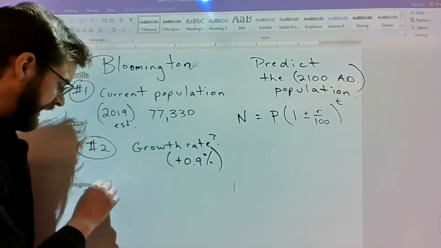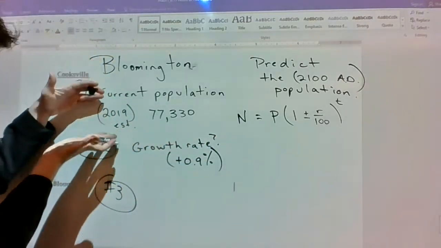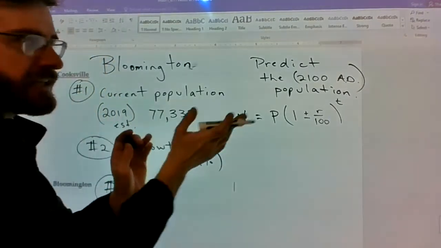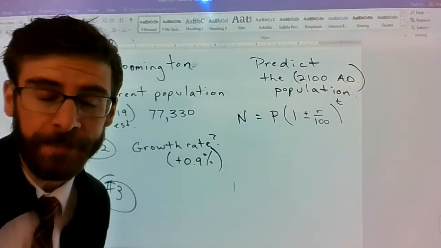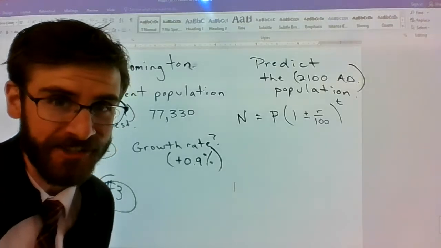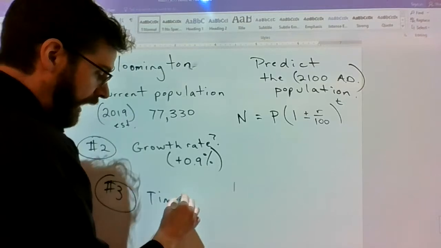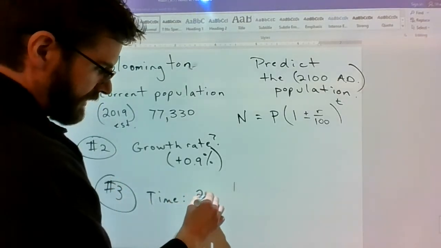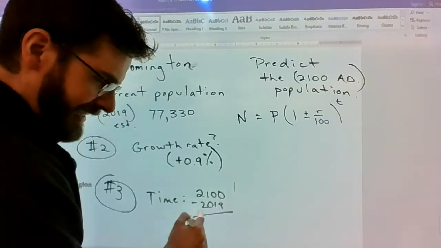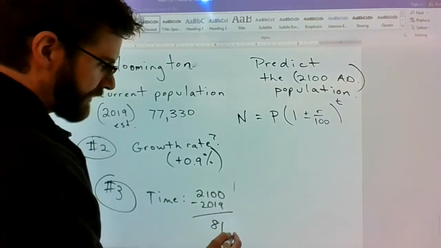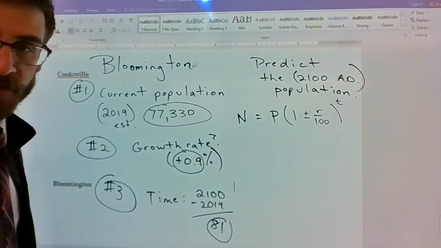And then again, we need to figure out how much time passes between the start and the desired finish. Well, again, it's 81 years. It's not always going to be 81, obviously, because the data is not always going to come from 2019. But again, you take the end date, subtract the initial information date, and you get 81. So I've got plus 0.9, I've got 81, and I've got 77,330.